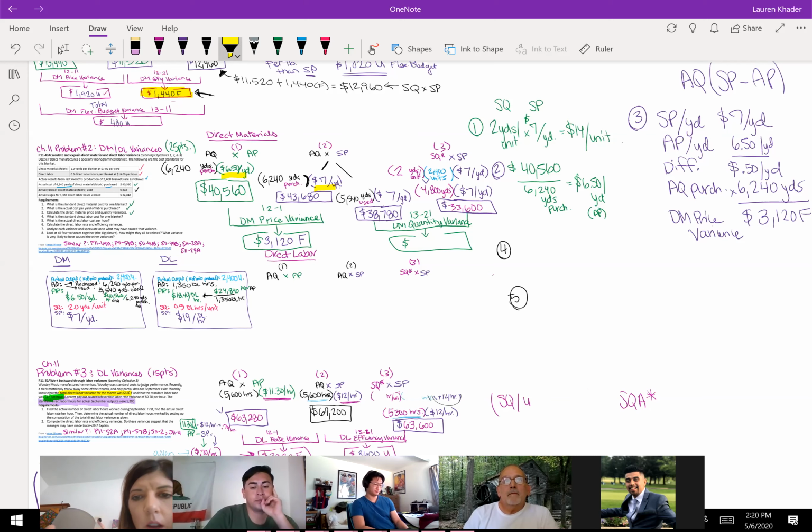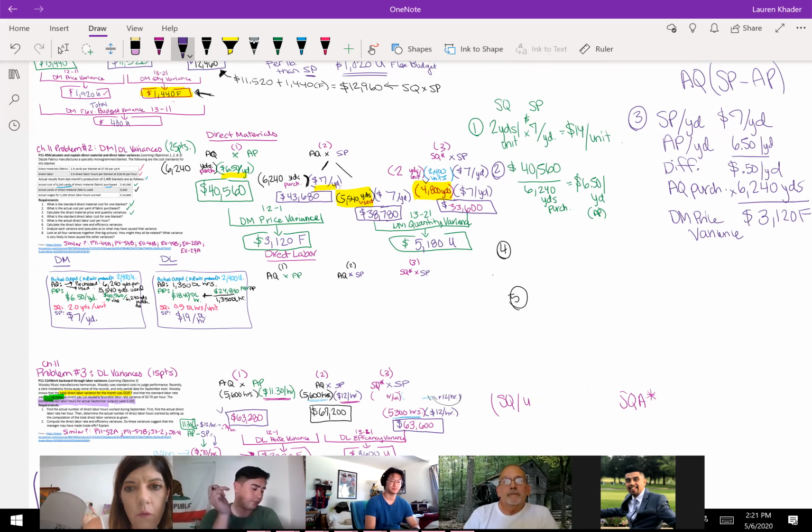With the quantity variance, we're focusing in on usage, right? So the yards used. 4,800 yards is what we should have used versus 5,540 yards that were actually used. Did we use more than we should have? Yes. And it's going to be 5,180. Unfavorable. You used more yards than you should have.